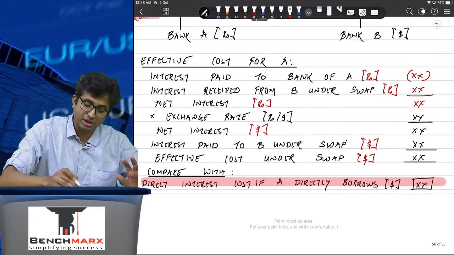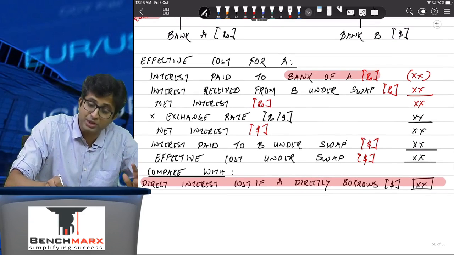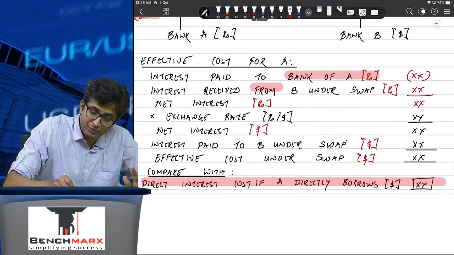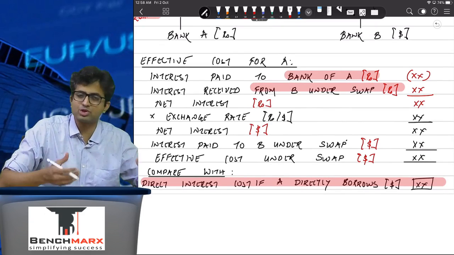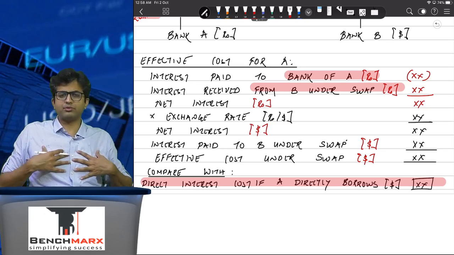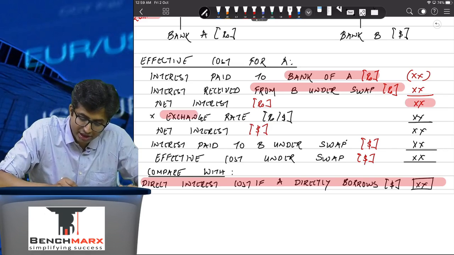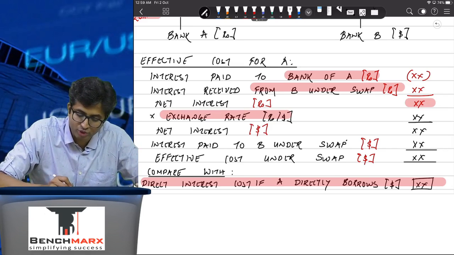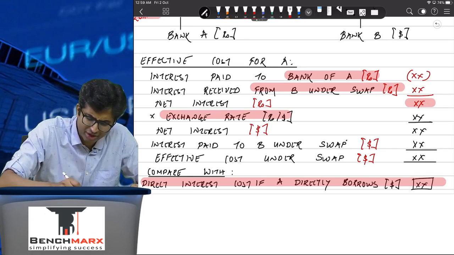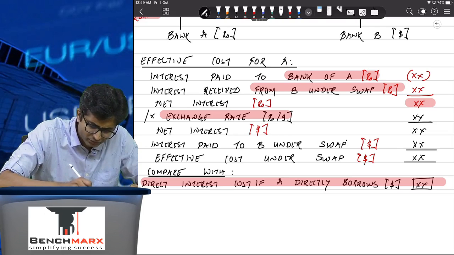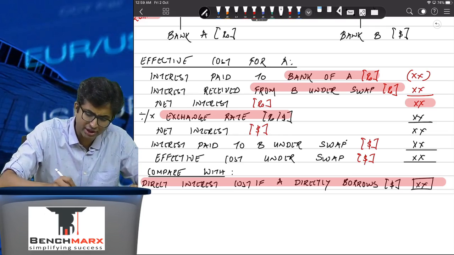So what will we do? We will say, look, interest has to be paid to the bank of A. This is in rupees. Interest to be received from B under the swap. This is also in rupees, B is going to give you because you have borrowed on behalf of B in rupees. So the net interest into the exchange rate, and that will give you the net interest in dollars. So you multiply or divide as the case may be, depending on the data.